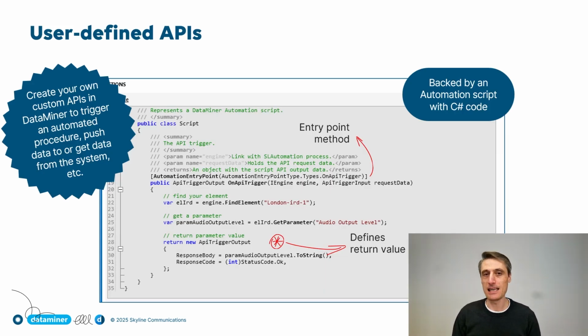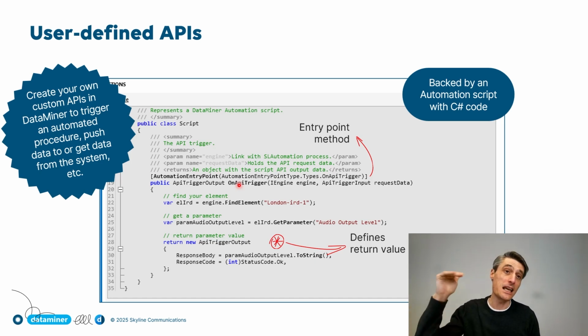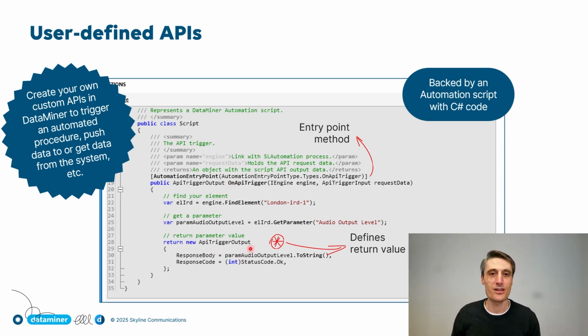Well, for the user-defined API, I will have, instead of the run method, a special method, on API trigger. So that's the special entry point. If the automation script is called by the user-defined API that I will define, it will basically trigger this kind of method, on API trigger, and typically I want to return something. So there is also a return thing that I can do here to give the return values back to the API that asked something to the DataMiner system.